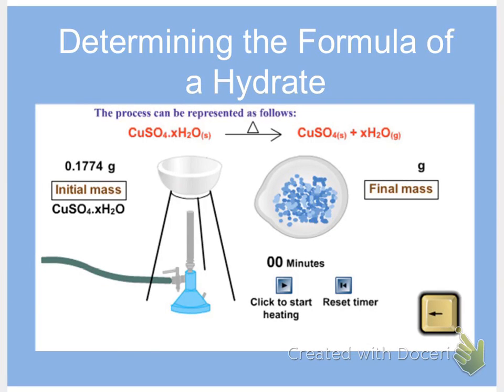In this podcast, we're going to talk about how to figure out the formula of a hydrate. A hydrate is a compound that has water trapped inside. It always traps exactly the same number of waters, and we are going to figure out how many waters. So we're going to figure out what X is here.